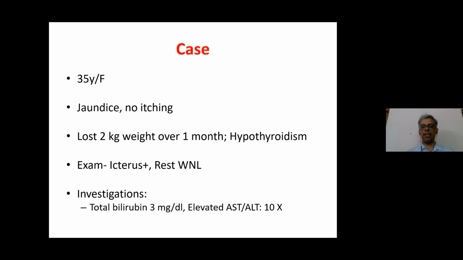As the first investigation, she underwent a liver function test which showed a bilirubin of 3 milligram per deciliter. Liver enzymes were in the range of 10 times.